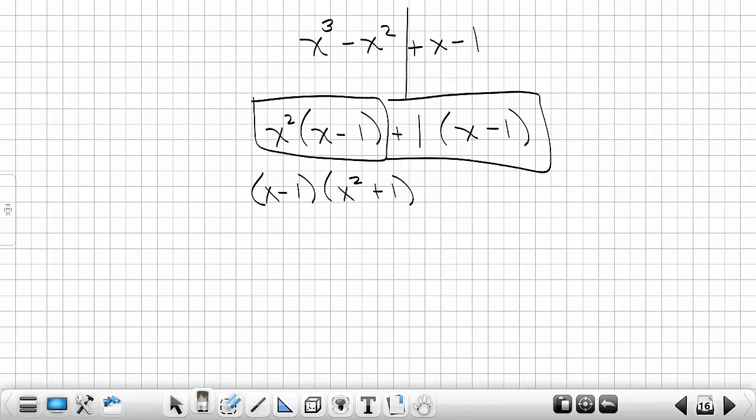Where is the plus 1? There's nothing I could factor out of both of those, but I can always put a 1 in front of anything. So I did.